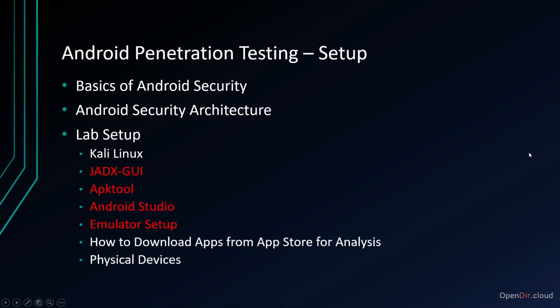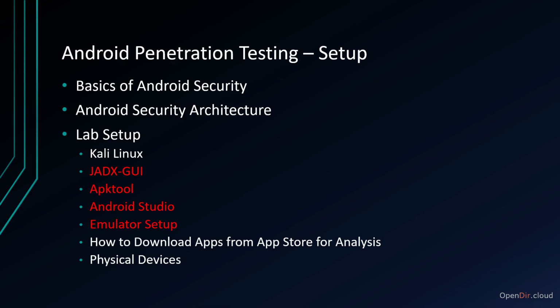So for the Android section, we'll be doing our setup. We'll talk a little bit about the basics of Android security, the Android security architecture, and then we'll do our lab setup as well. For our lab setup, we'll be talking about a few tools like Kali Linux. If you've never set up Kali Linux before, I'll have a quick tutorial on that. We'll talk about JADX, GUI, APK tool, Android Studio, and how to set up emulators. And for those four red highlighted tools, I will also be covering those for all three major operating systems. So we'll do a Linux install video, a Windows install video, and also a Mac install video.